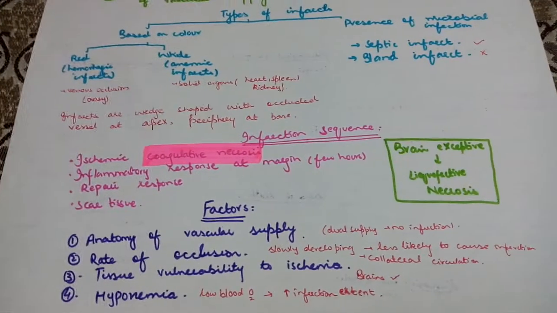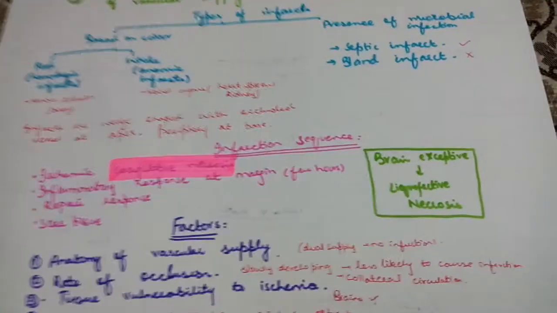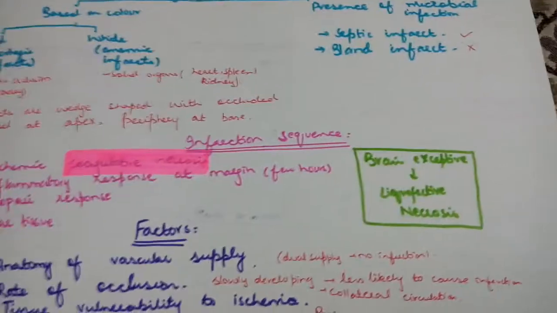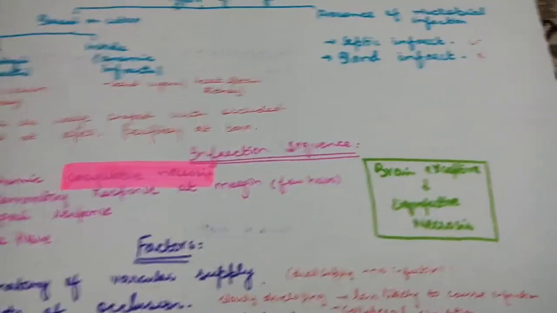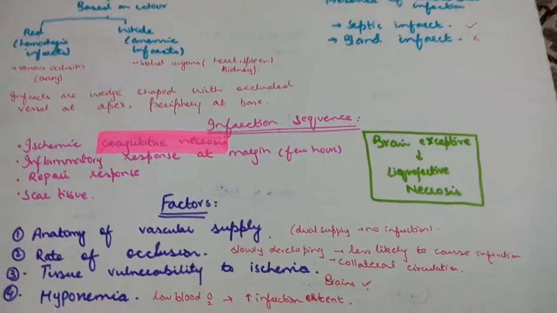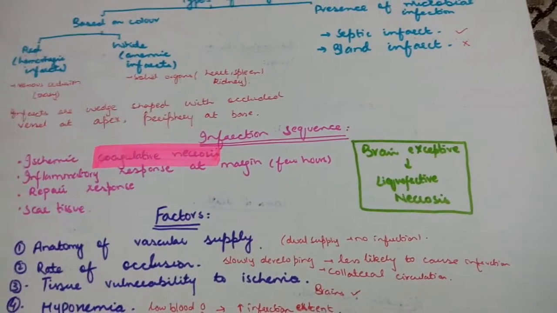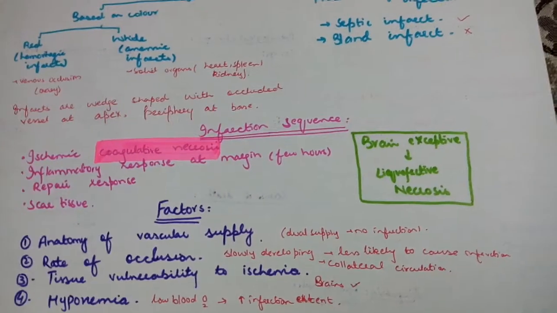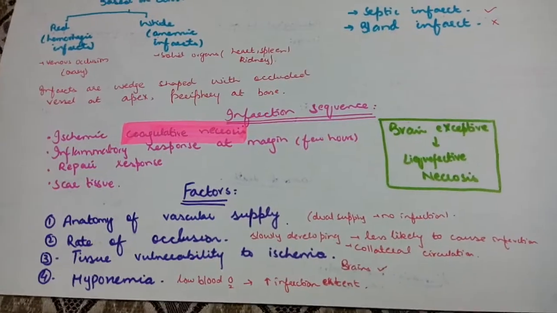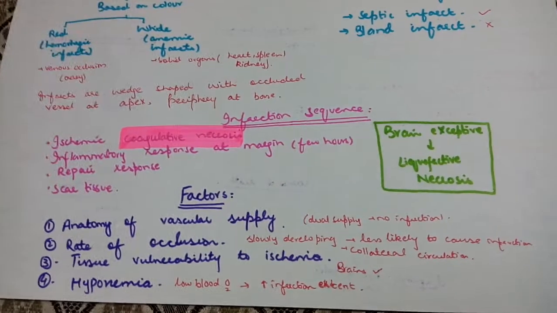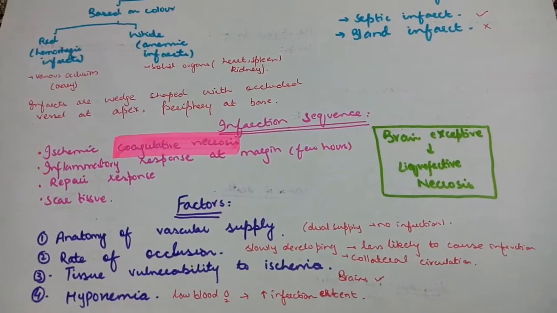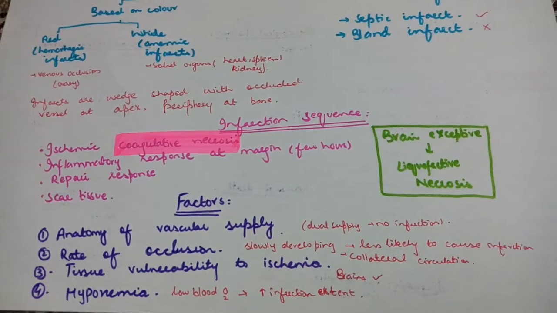Let's talk about the factors involved in infarction. First is the anatomy of vascular supply. Those organs that have a dual supply do not show infarction. For example, the dual supply of the lungs, by pulmonary and bronchial arteries. So if there is any obstruction of the pulmonary arteries, that does not cause lung infarction unless bronchial circulation is also compromised.